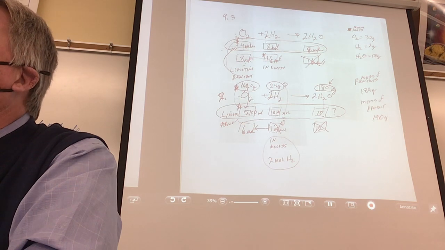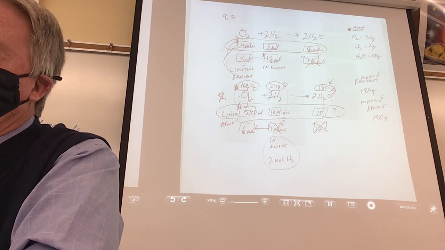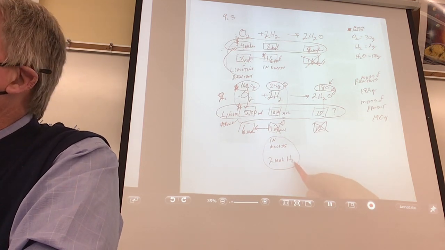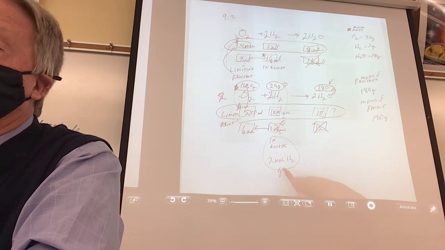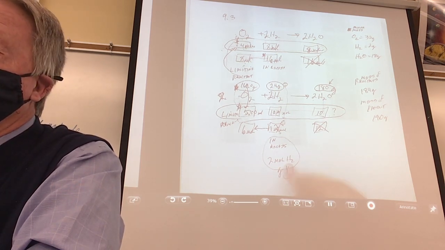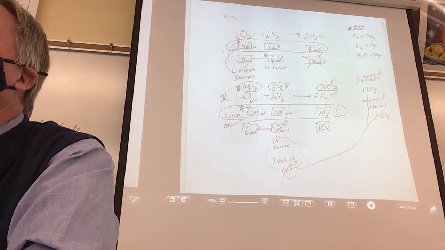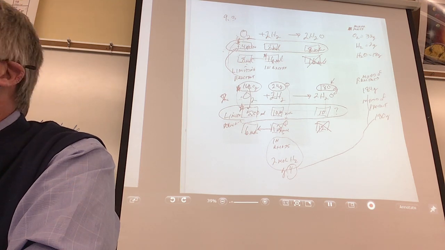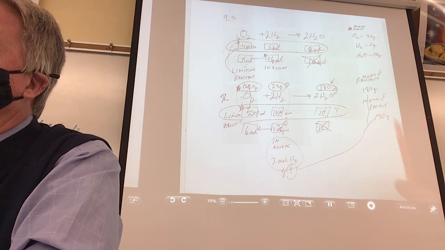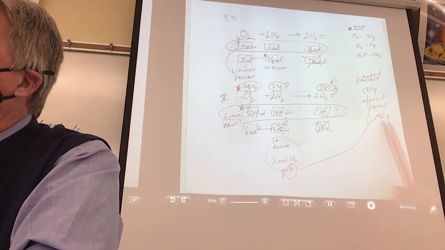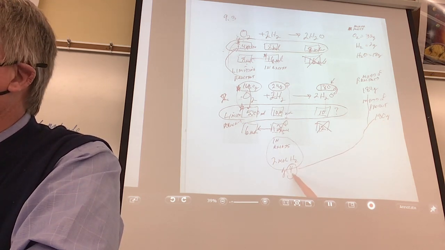How much does that weigh? Remember the shortcut? How many moles were in excess? 2. How many grams were in excess? Oh. So the grams of product were 180, but there's still 4 that didn't react at all. That's 184.